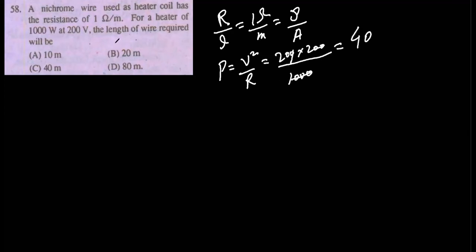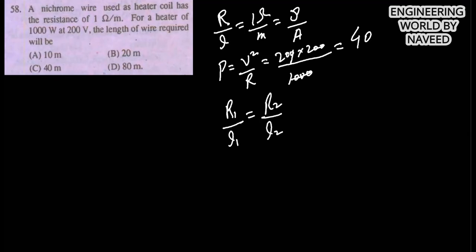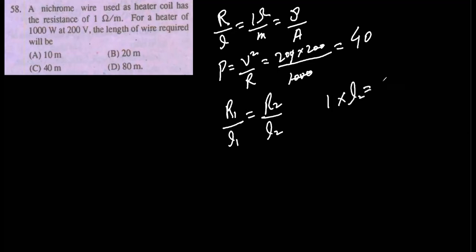So the length of the wire required will be, so my R1 divided by L1 will be equal to R2 divided by L2. So R1 divided by L1 is equal to 1 ohm per meter, and L2 will be equal to R2, and that is equal to 40 ohm. So option C is the correct answer.